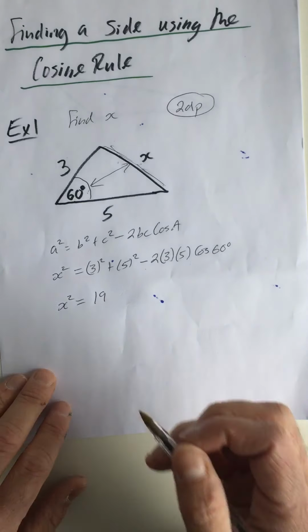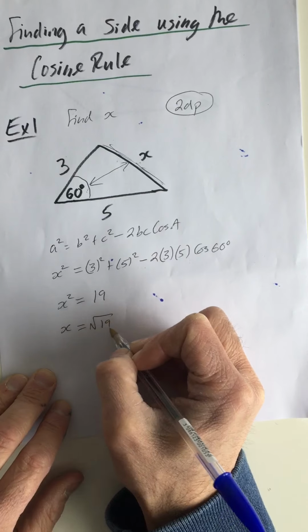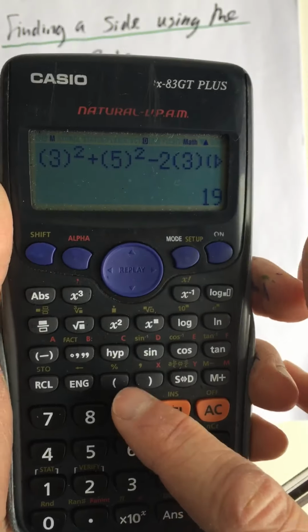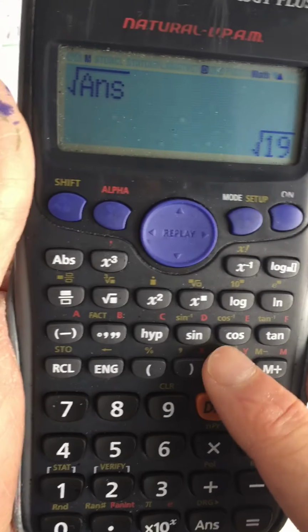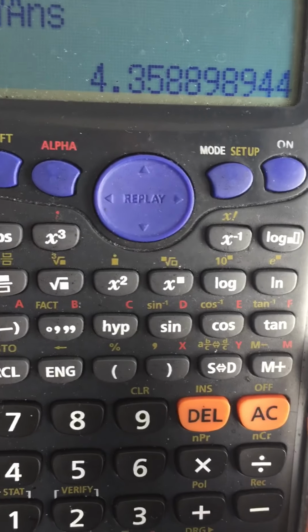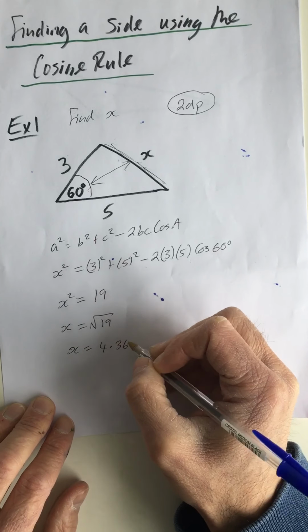But I'm not finished yet. I don't want x squared, I want x. So last but not least, I get the square root of 19 on my calculator. So I can go back and just press the square root, and either press 19 or press answer and press SD, and it's 4.358. So to 2 decimal places, that's 4.36. So 4.36 is my answer.